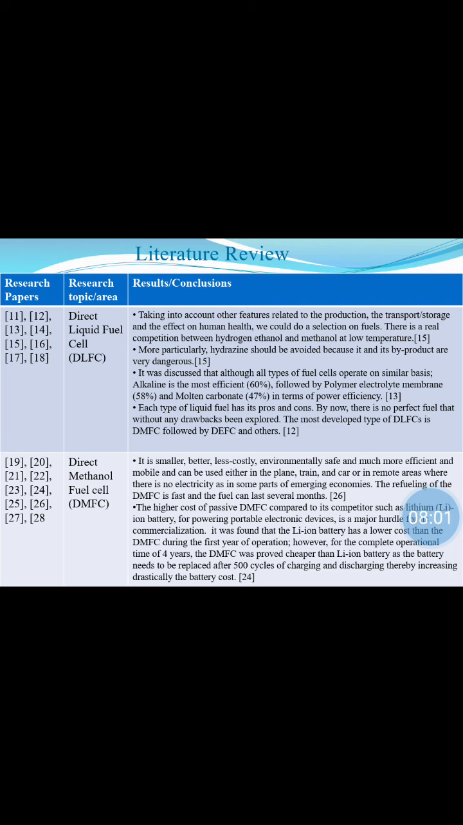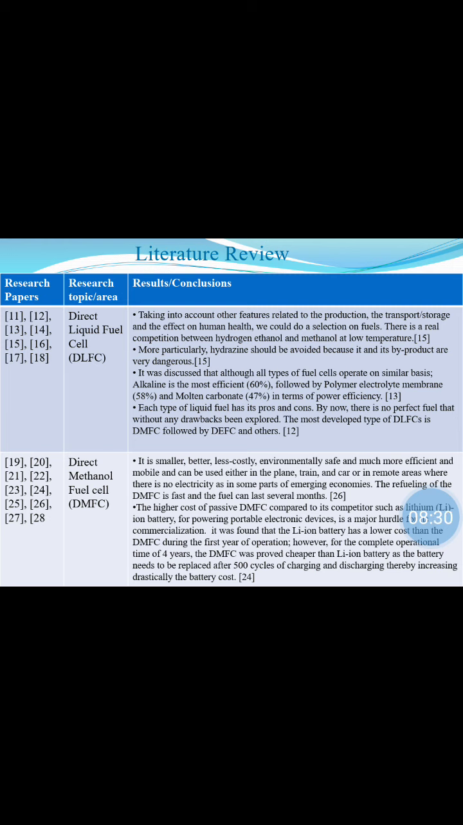This is a literature review. I have collected some important points from different papers available on the net. The first is on direct liquid fuel cell. There is a lot of data available on direct liquid fuel cells, among which some important points are that alkaline is the most efficient, followed by the polymer electrolyte membrane and molten carbonate in terms of power efficiency.